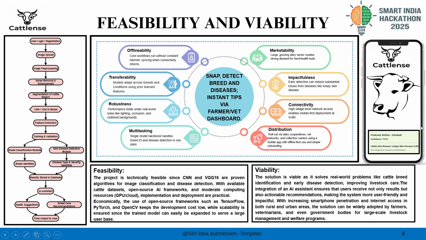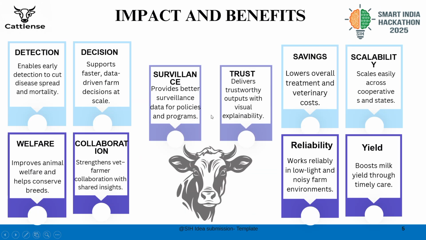So let's discuss the impact and benefits of this project. Cattlense transforms livestock management. First, smart decisions: it helps farmers act before problems escalate. Second, healthier cattle: early disease detection reduces loss and improves welfare. Third is increased productivity: it boosts milk yield and breed quality by up to 20%.